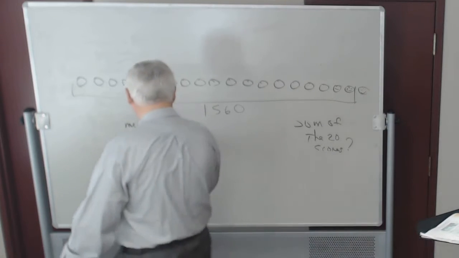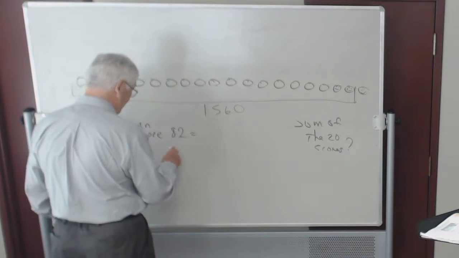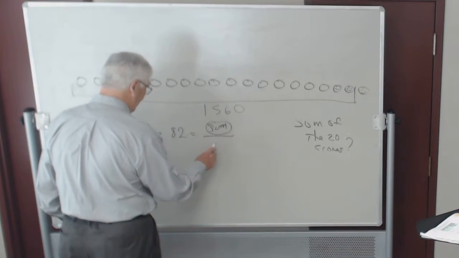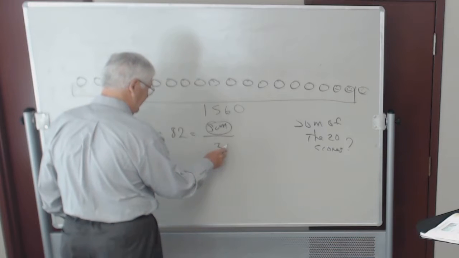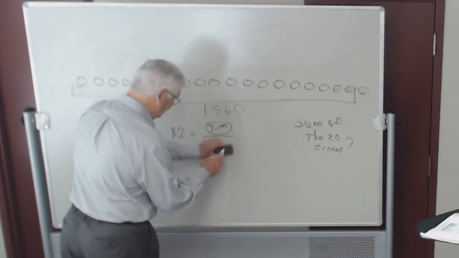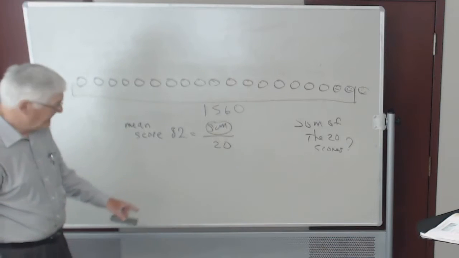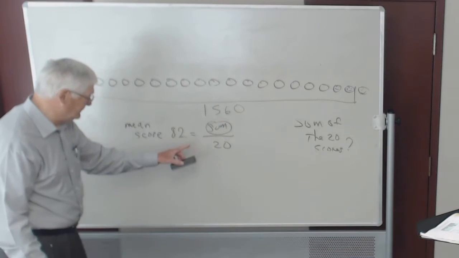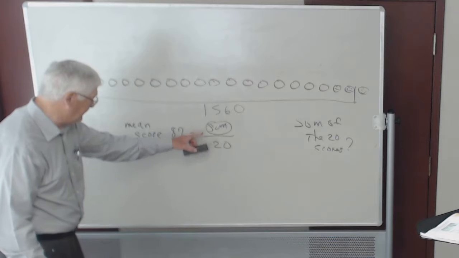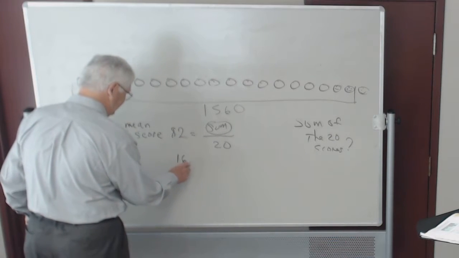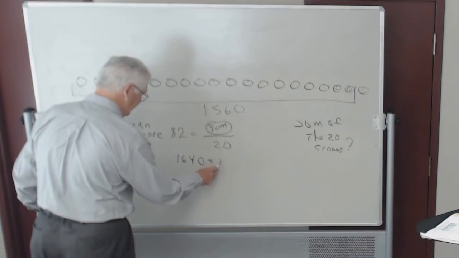Well, if the mean score is 82, the mean score is the sum divided by 20. Is that right? Because there were 20 papers. So what's the sum of the 20? The sum would be 20 times 82, which is what? 1640 is the sum.